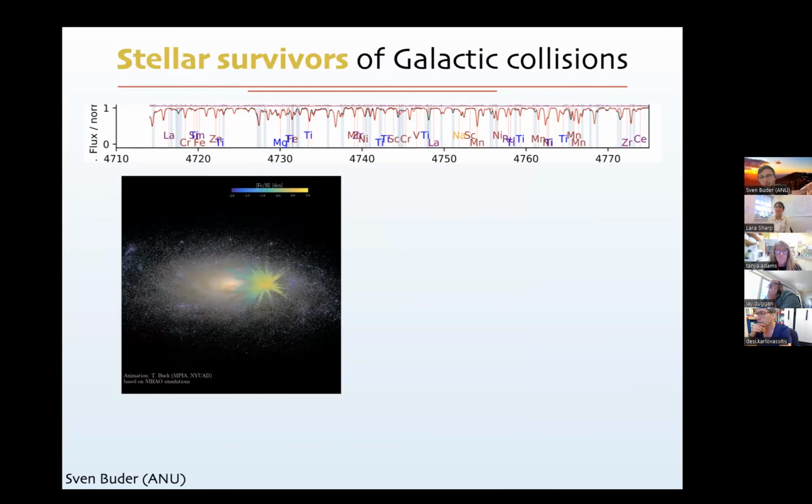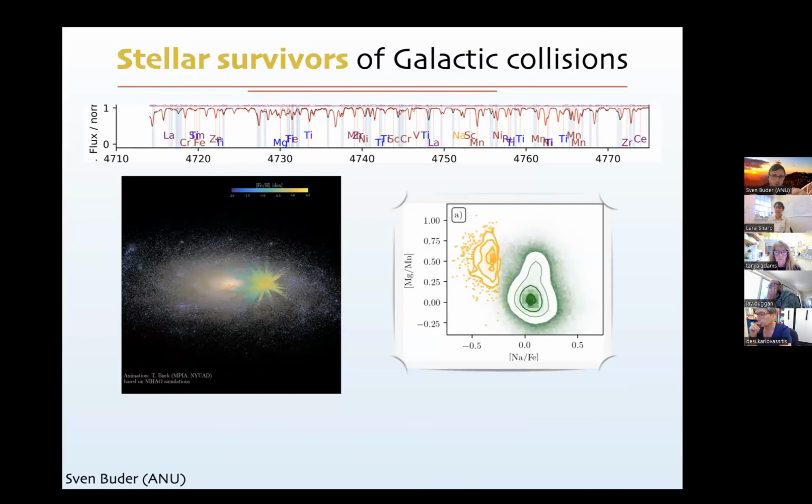That's why I have it on my mug, to figure out that La means lanthanum. And we can take different combinations of these elements and find stars that are born in the Milky Way or not. So this is, for example, one of these combinations: the ratio of sodium, Na, and iron, Fe, on the x-axis, and magnesium to manganese, Mg to Mn, on the y. And basically what you can see is two different populations here.